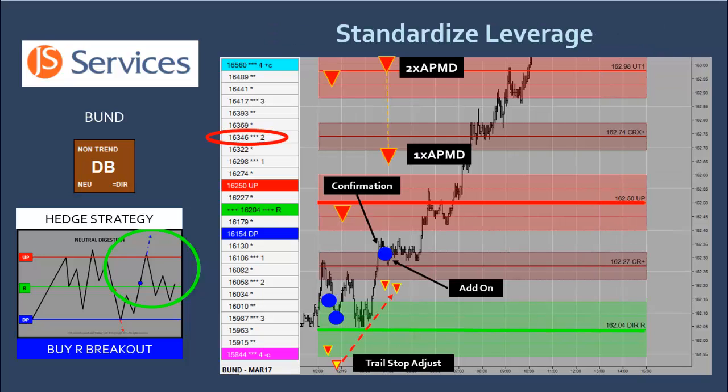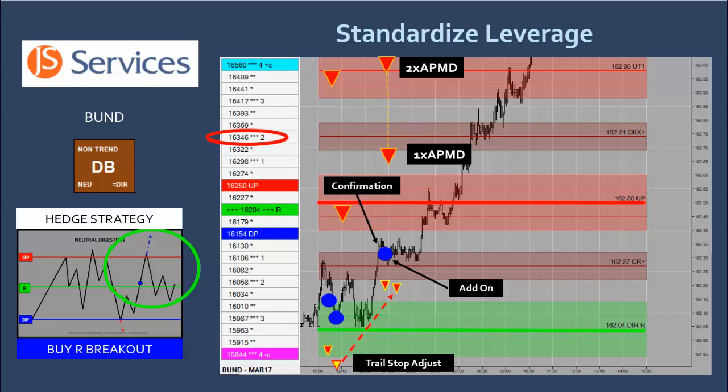This is a 2-unit trade because it's a hedge strategy theme, but a breach of the CR plus variance is a valid add-on buy signal, which would have a maximum size of 1 unit. The add-on stop is placed below the CR plus variance metric, with the target limit at either 1 or 2 APMDs. Because we're in a breakout, we're looking for a breakout strategy.